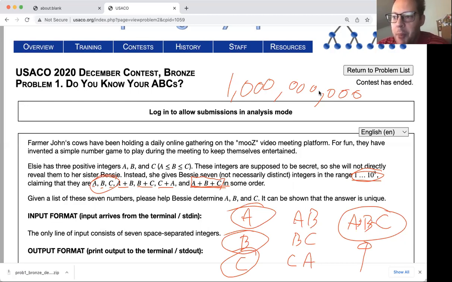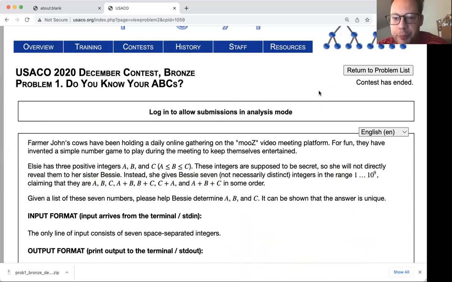And it also means that we're not going to overflow because I don't have to worry about A being 10 to the 9th and then B also being 10 to the 9th and C being 10 to the 9th. Because then if I added them together, A plus B plus C would be 3 times 10 to the 9th, which would be too large for an integer. But then A plus B plus C wouldn't be in this range of numbers. And since we're guaranteed all the numbers are in that range, we don't have to worry about an overflow.